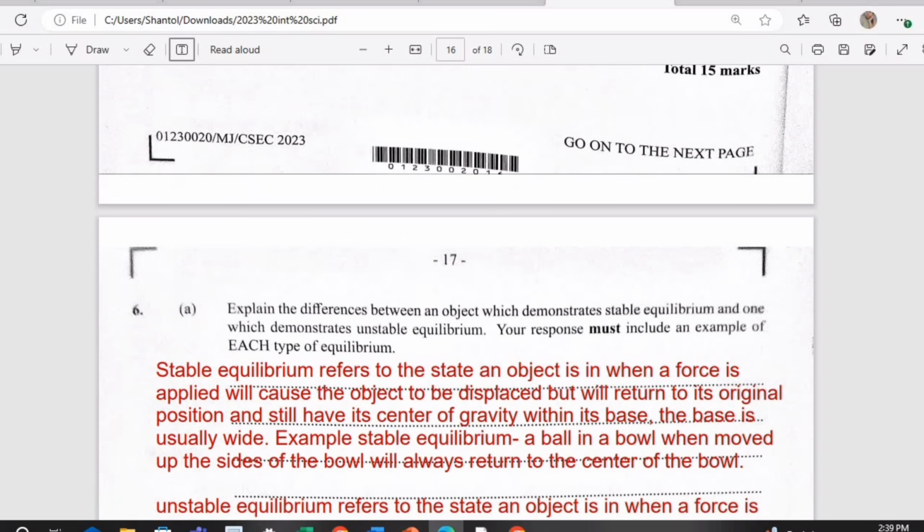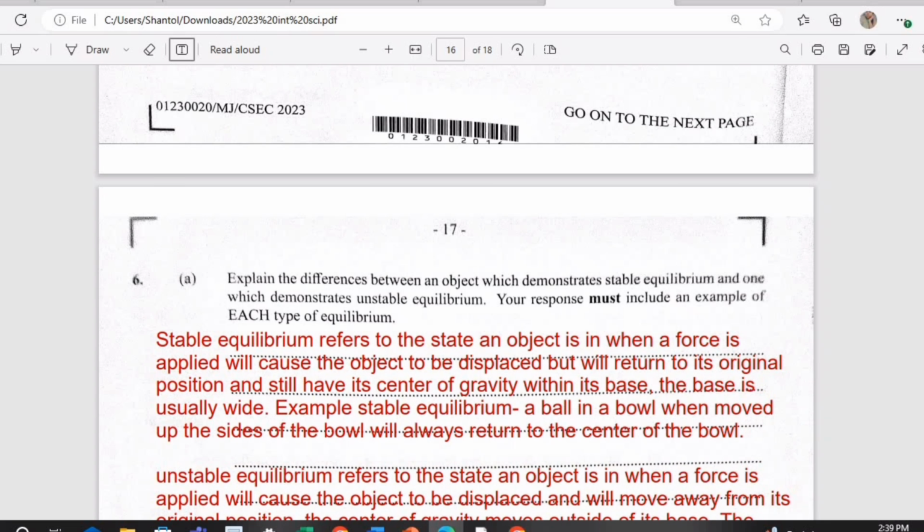Now, stable equilibrium refers to the state an object is in when a force is applied that will cause the object to be displaced but will return to its original position and still have its center of gravity within its base. And the base is usually wide. An example of stable equilibrium would be a ball in a bowl, and when the ball is moved up the sides of the bowl, it will always return to the center of the bowl.